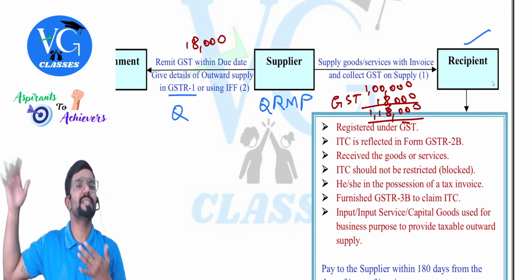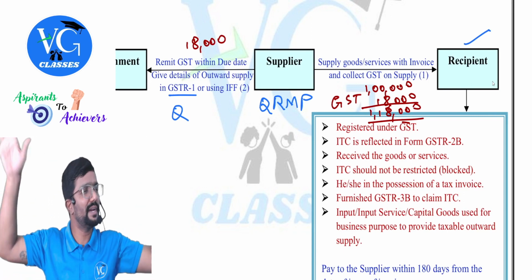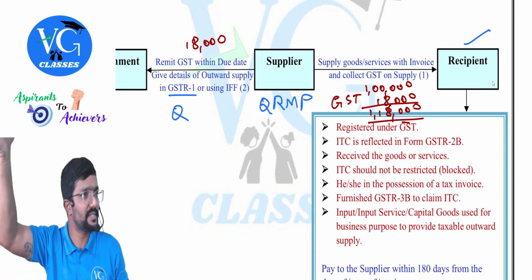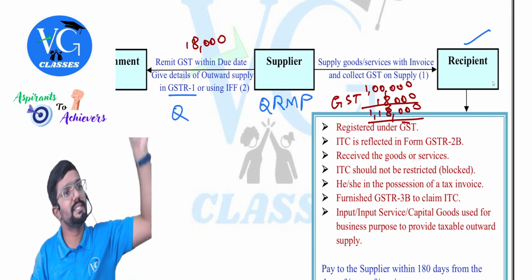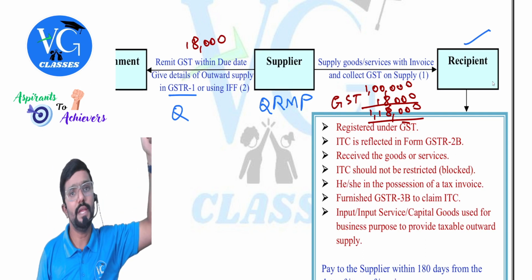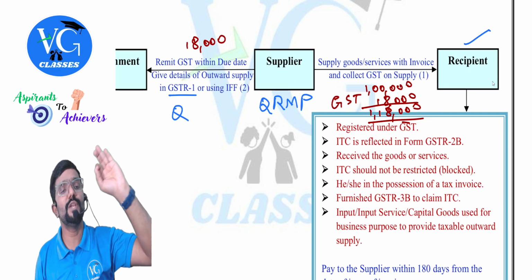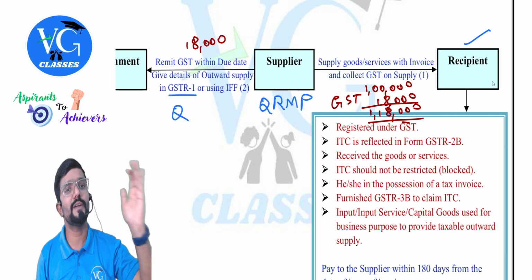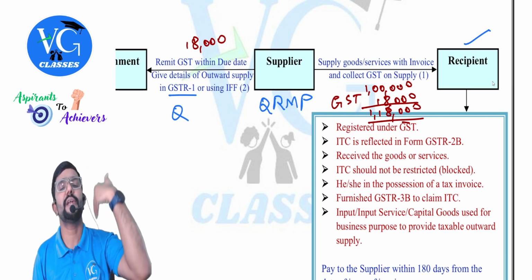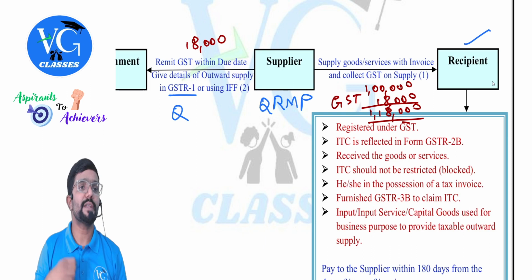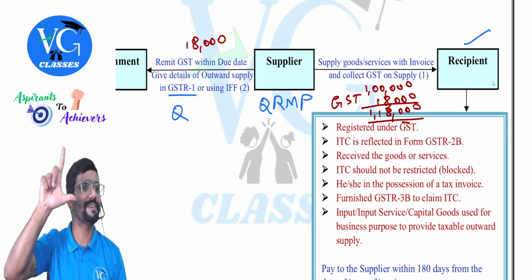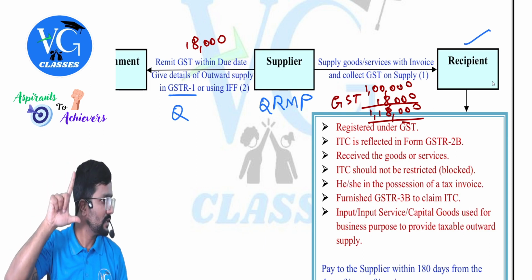For example, if recipients are ready to wait, they can say, any day I can claim the credit, even in July, I am fine. If the recipient says that, can the supplier give the details in GSTR1 only? Yes, he can give it. So he can use the invoice furnishing facility only for the recipients who want to claim the credit immediately for the supplies made in the first 2 months of the quarter.